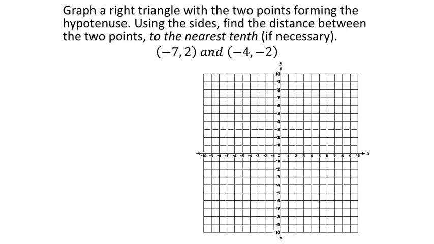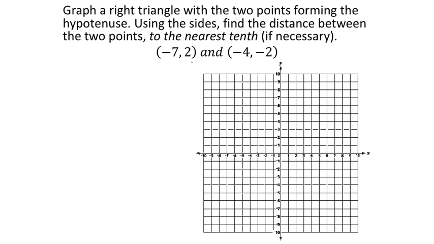Graph a right triangle with the 2 points forming the hypotenuse, which we've seen. Using the sides, find the distance between the 2 points to the nearest tenth if necessary. So we are not writing these in radical form.